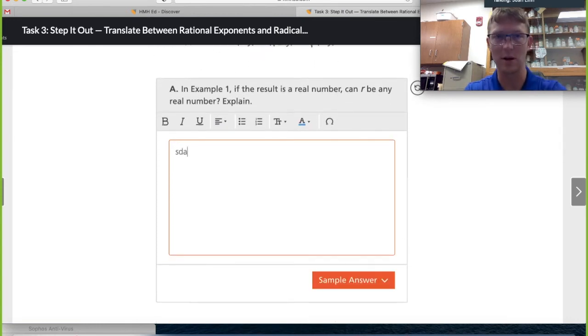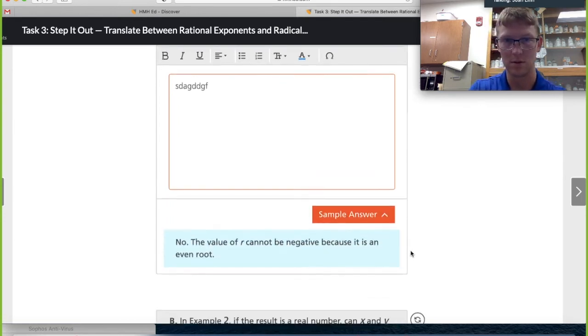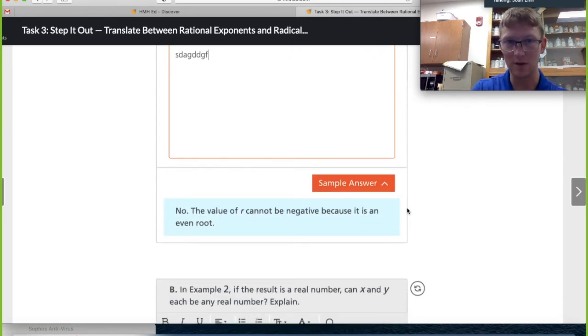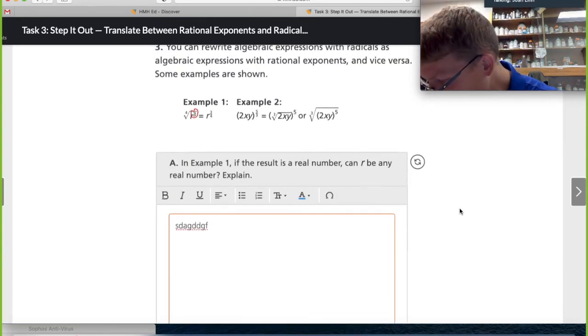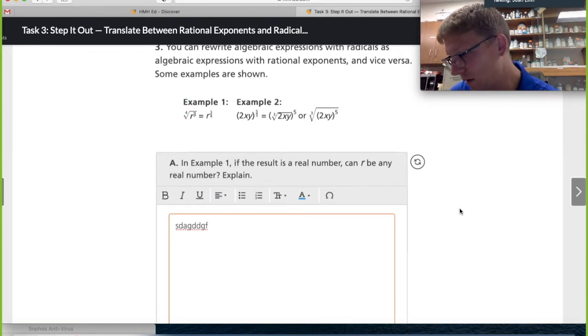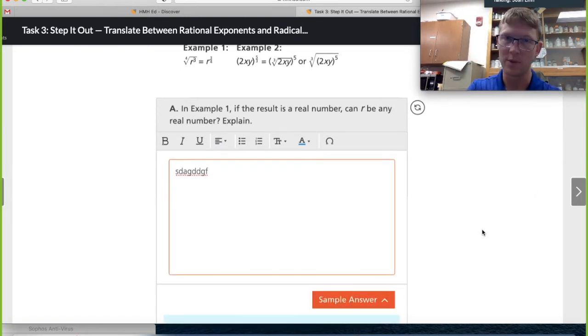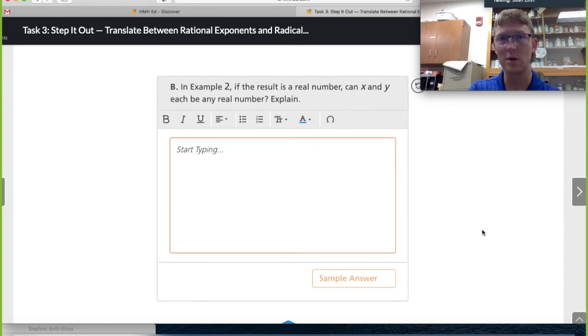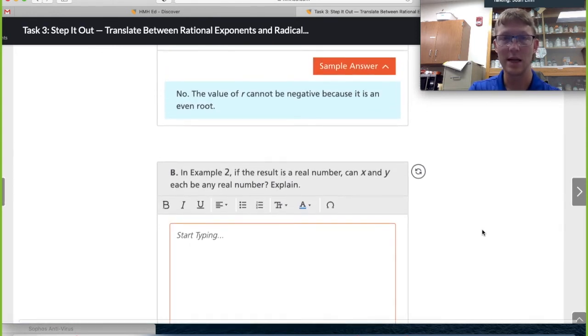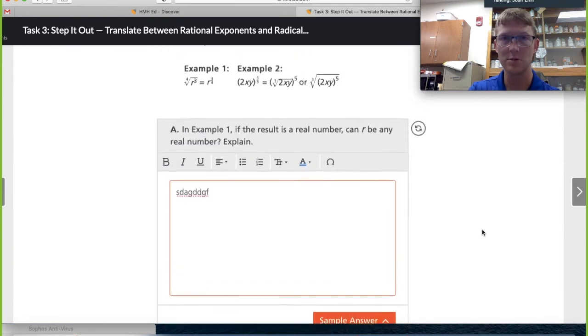So let's see what their sample answer is. The value of r cannot be negative because it is an even root. I hesitated there for a minute because I forgot if it was this number that needed to be even or odd, or this one. But I remembered that normal square roots can't have a negative on the inside without using an imaginary number. So that's kind of what saved me there. Another way to think about it. In example 2, if the result is a real number, can x and y each be any real number? I'm assuming yes.